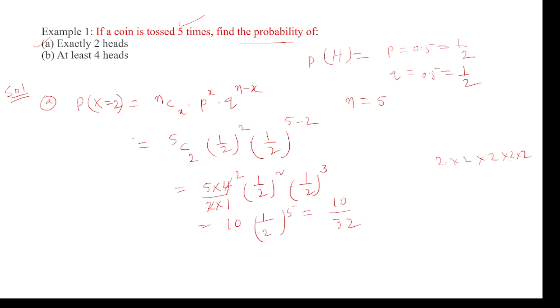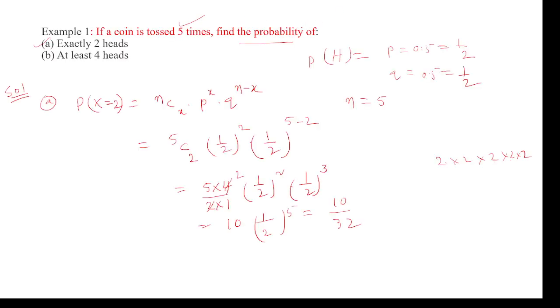So coming to the second bit, if you toss a coin 5 times, so n equals 5, what is the probability to get at least 4 heads? At least 4 heads means X greater than or equal to 4, either 4 or greater than 4. That is the meaning of at least 4, so that we need to find.